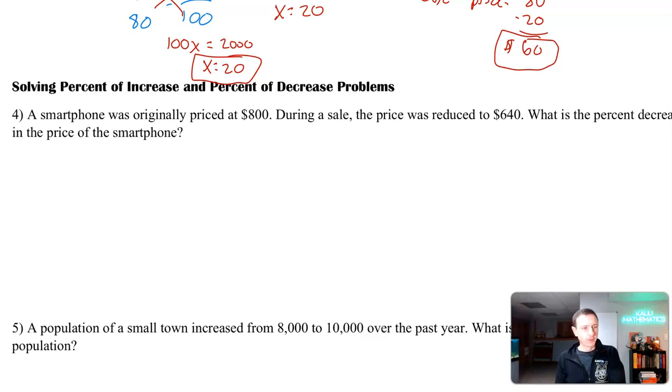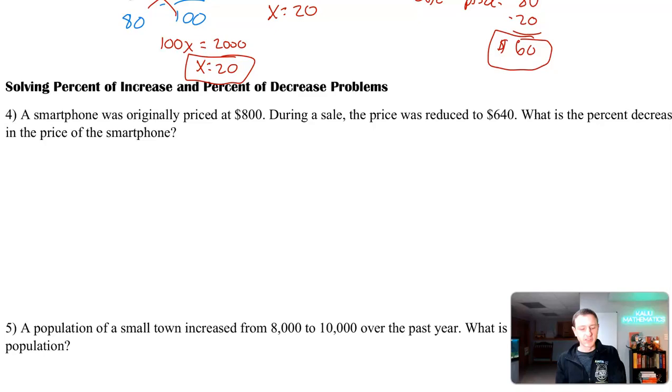Number 4, a smartphone was originally priced at $800. During a sale, the price was reduced to $640. What is the percent decrease in the price of the smartphone? All right, so this problem is a little bit more involved, because we have a smartphone originally priced at $800. During a sale, it was reduced to $640. So what we did is we had an $800 phone, and we took off some percentage.